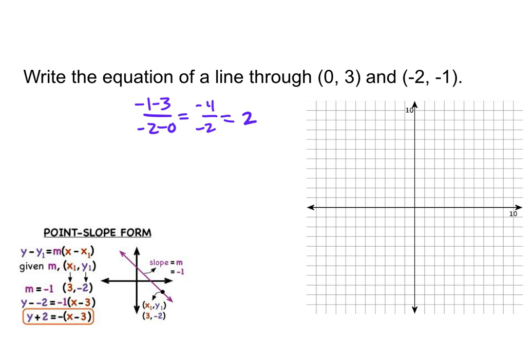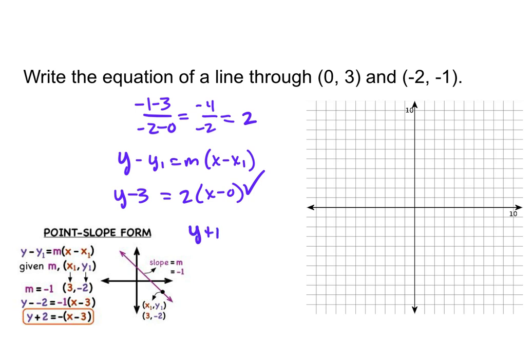Now I can pick one of these points. So I've got y minus a y value, slope, x minus an x value. I'm going to pick one of them. So I'll go y minus 3 equals 2 times x minus 0. Technically, that'd be my equation. That would be it.